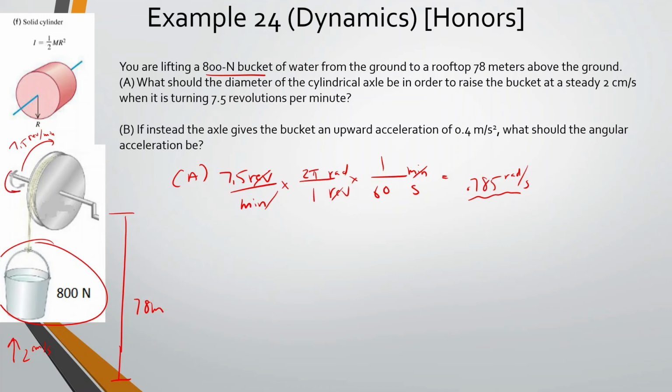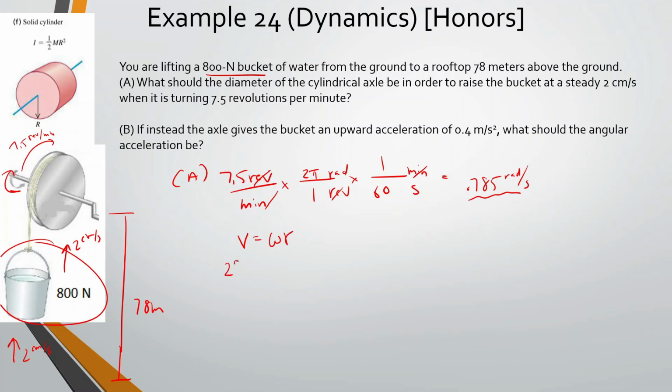Okay, so we got that. We got this under control. And now we want this to go up 2 centimeters per second. So now what we should know is the velocity. So this is going up linearly at 2 centimeters per second, and then we want this to rotate 7.5 revolutions per minute, or 0.785 radians per second. So now I know that the velocity is equal to the angular velocity times the radius.